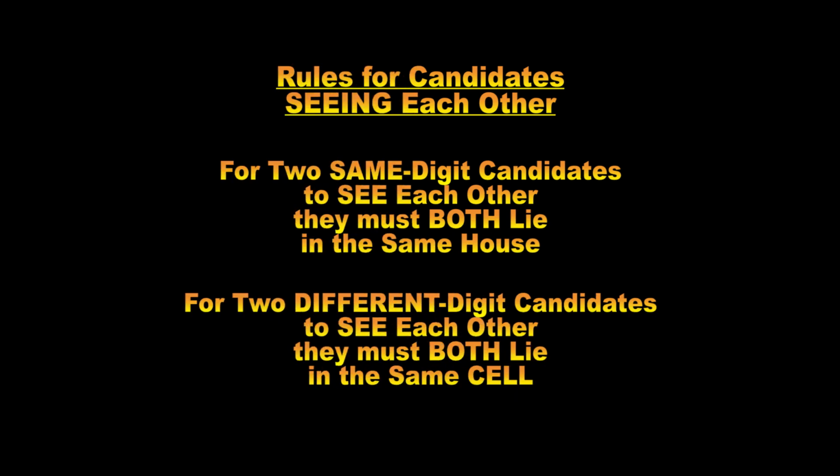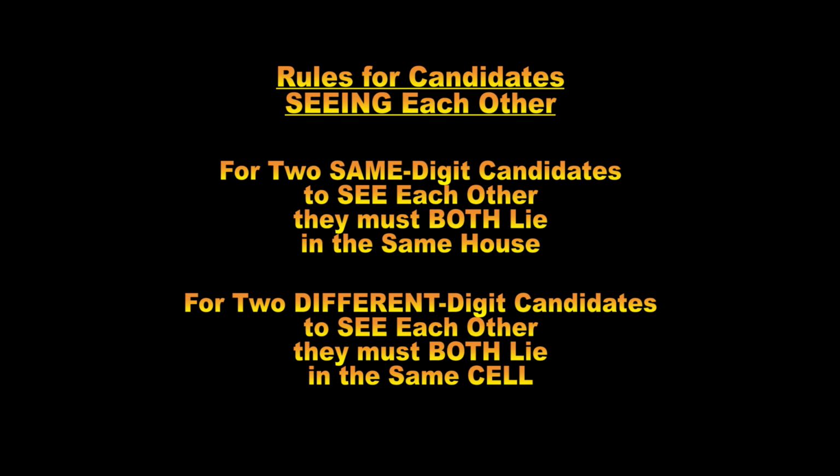And now let's talk about candidates seeing each other. We don't need to spend much time on this because when we are solving puzzles with only pencil and paper and without complete candidate lists, this is not going to come up very often, but you should still understand these concepts and how this works. Here it is in a nutshell. In order for two same-digit candidates to see each other, they must both lie in the same house. And in order for two different digit candidates to see each other, they must both lie in the same cell.